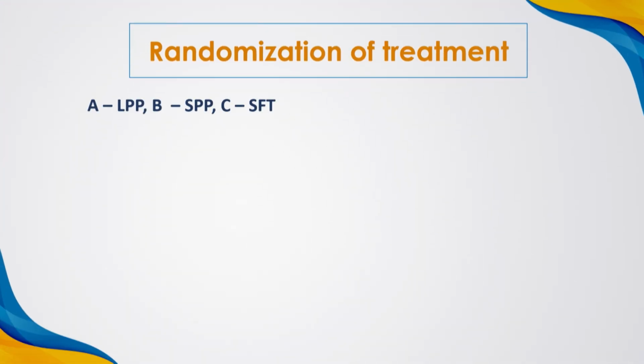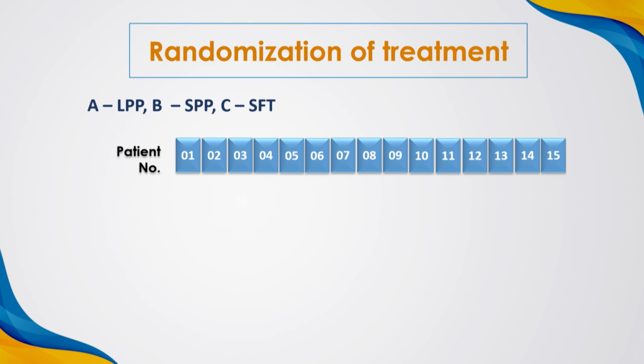For simplicity, we will write LPP as A, SPP as B and SFT as C. There are three treatments A, B, C and we are going to randomly allocate them to the 15 subjects who are regularly attending the psychotherapy clinic. Here I have a sequence of numbers chosen from the clinic records. I have selected the patients and numbered them from 1 to 15.